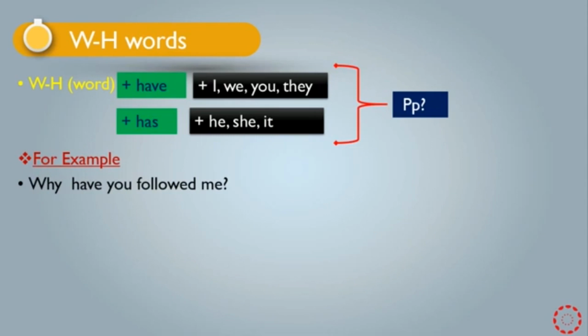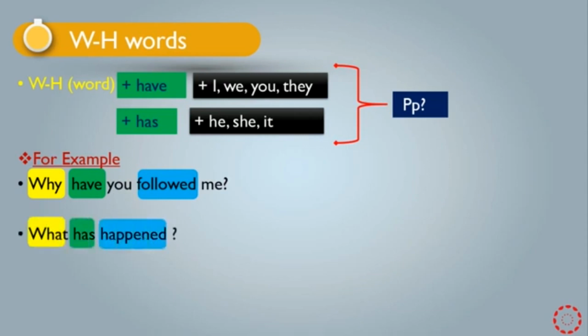We use WH questions to get more information about the sentence. I mentioned what WH questions are and what their uses are. Why have you followed me? So we have why at the beginning, which is the WH word, and have after the WH word, and you, which is a subject and indicates whether to use have or has, and followed, which is the past participle. Also, what has happened? As you see here, we have what has, and happened, which is a verb in past participle.